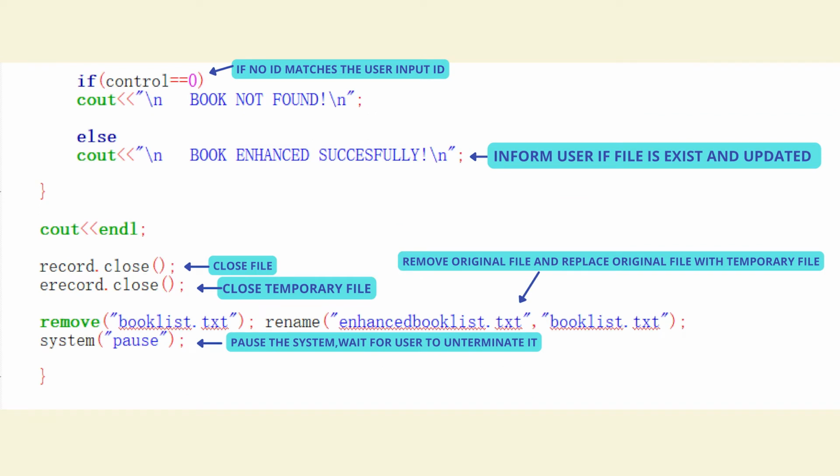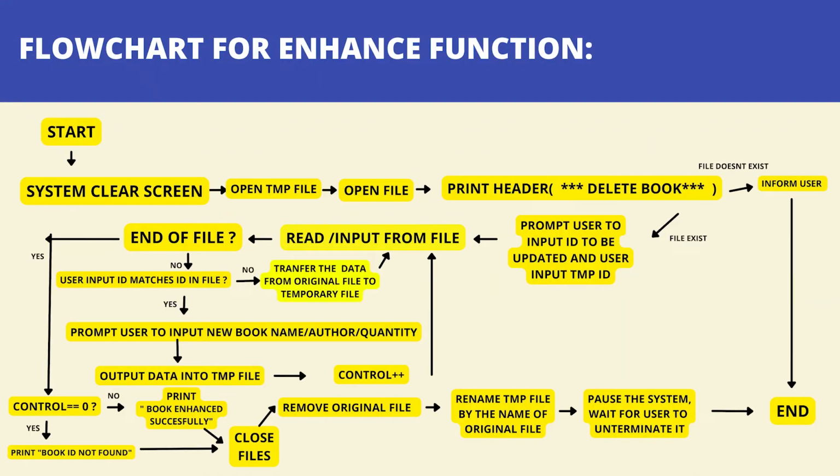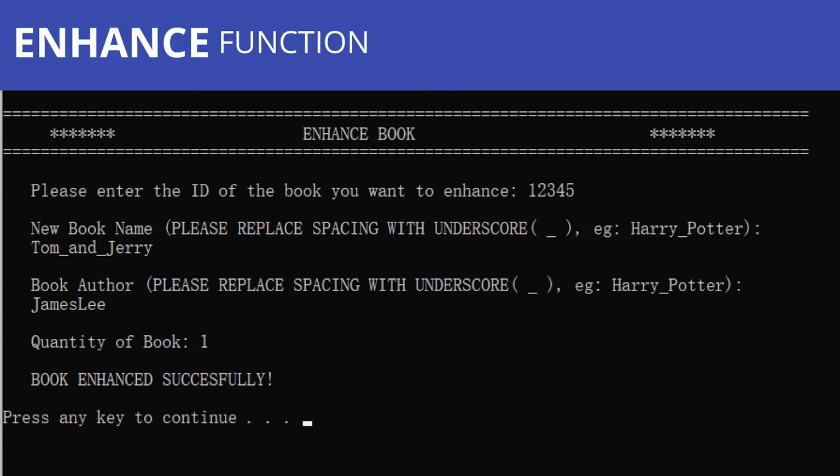Then the system will check whether any book is updated. If not, it will inform the user that the book is not found. Then the two files, original and temporary, are closed. We remove the original file and replace it with the temporary file by renaming it as the same name as the original file. This is the flowchart based on my explanation. This is the sample output.